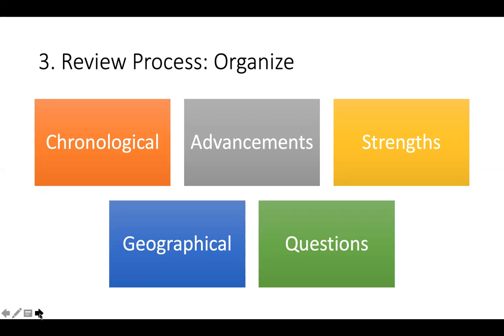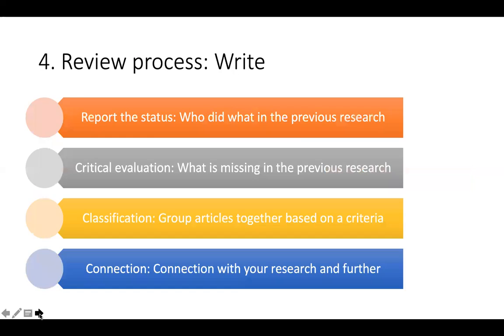Also strengths, based on the strength of the article. For example, you can summarize the findings from cross-sectional studies, from different case control, cohort or intervention studies. Also, you could summarize it based on the geographical location or your research questions. If you have multiple research questions, you can categorize it based on that.